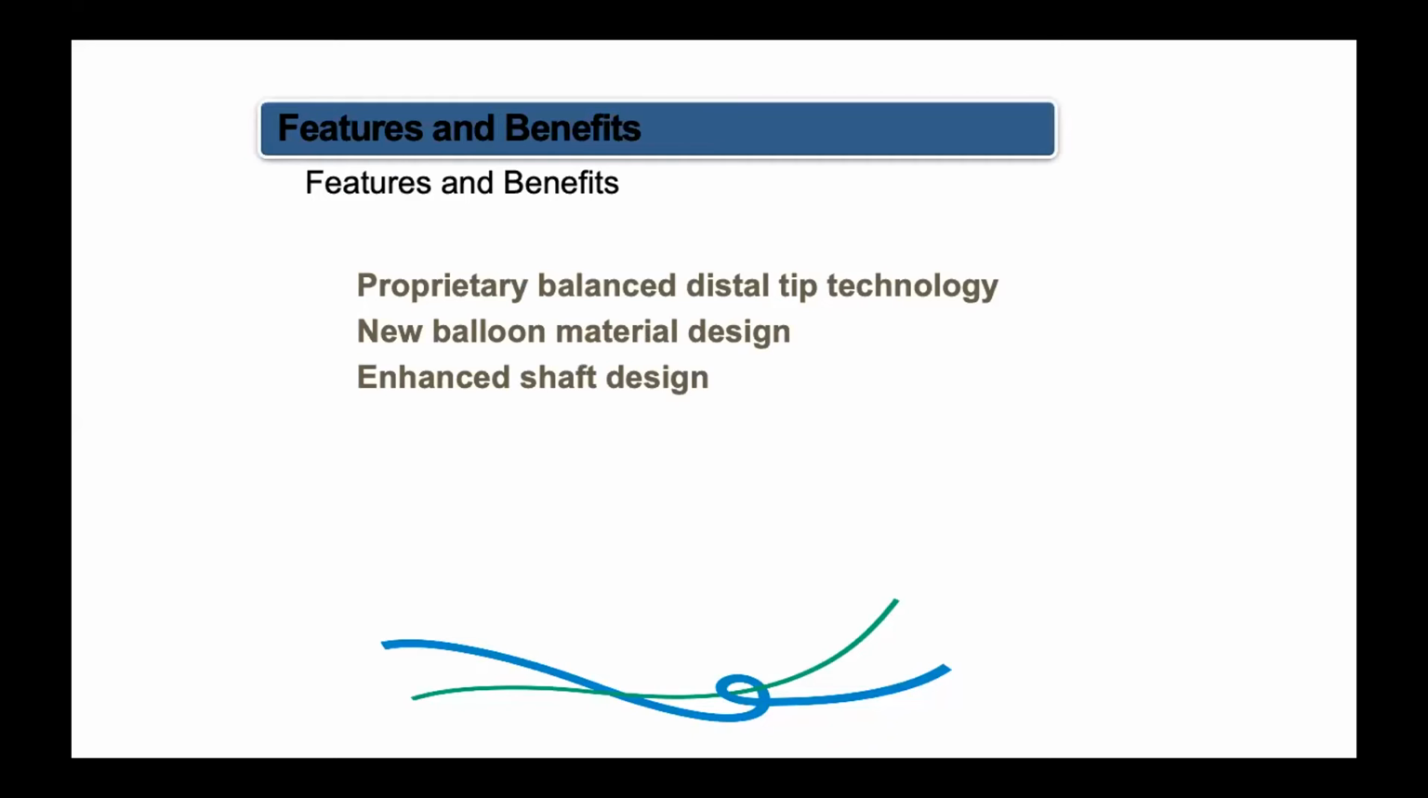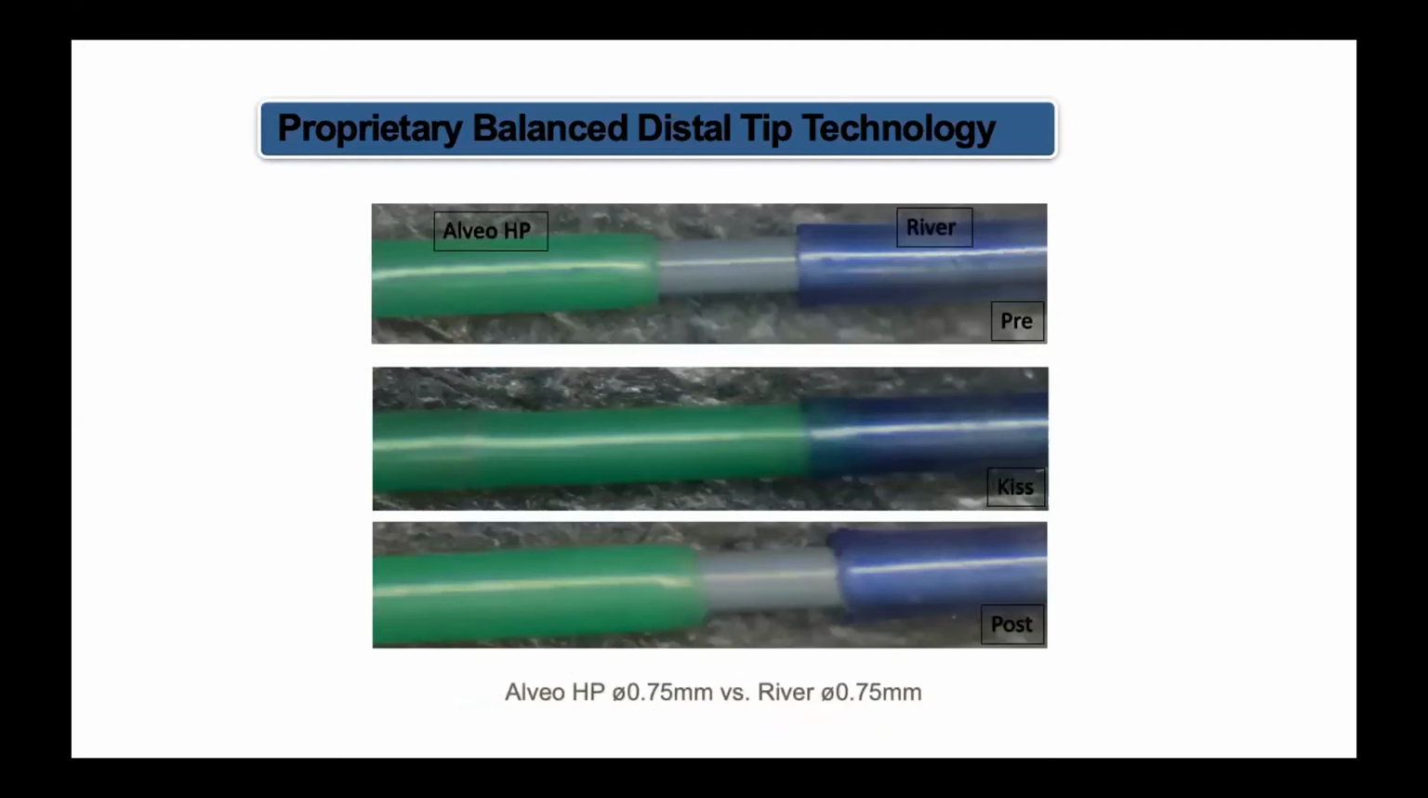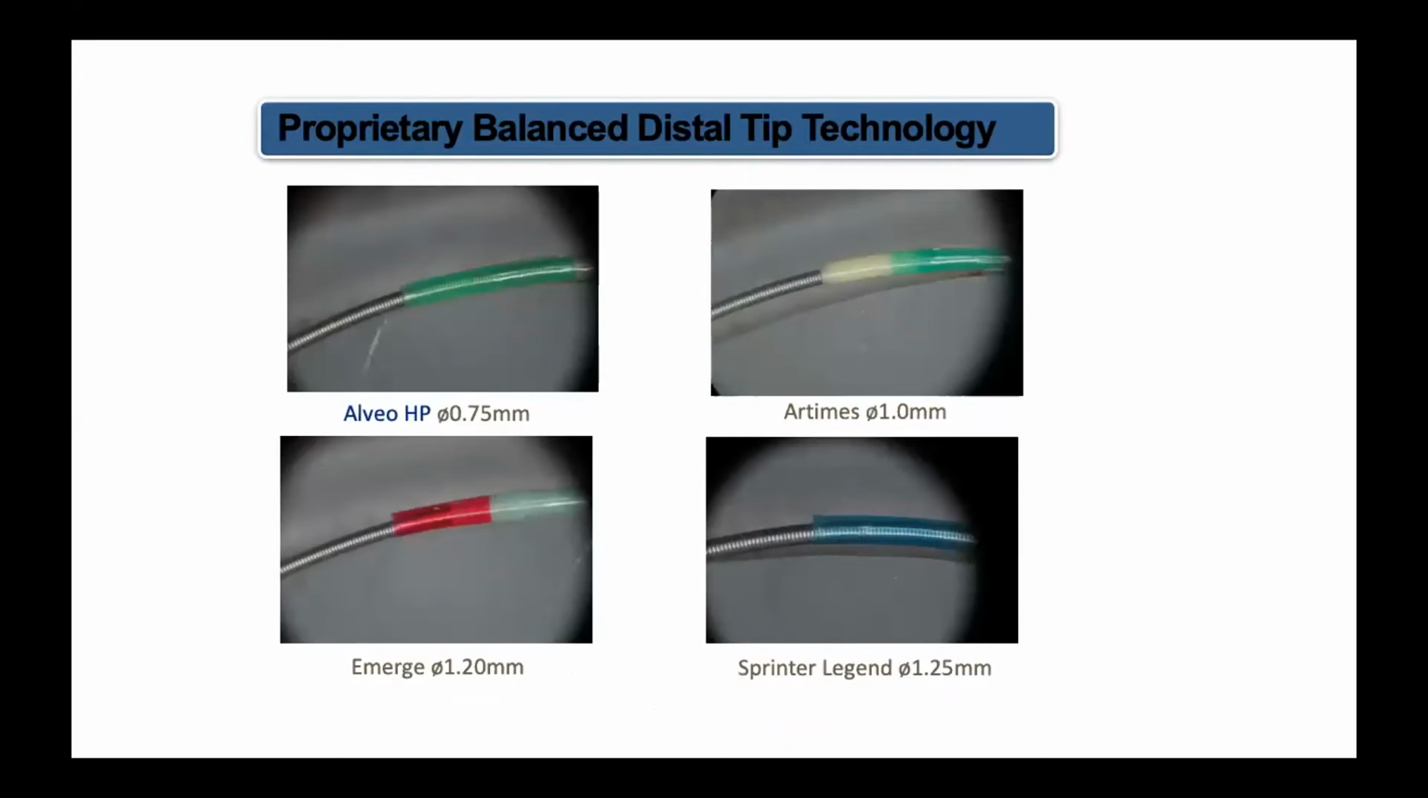So it has a proprietary balanced distal tip technology. It's a new balloon material design, and it has an enhanced shaft design. The material choice and design are important for optimal tip crossing and tracking. We can see the difference between Alveo and River, between pre, the kiss, and the post, and we can see that Alveo has a better tip technology. We can also notice that the Alveo is smaller than all other balloons, such as the Emerge and the Sprinter Legend.